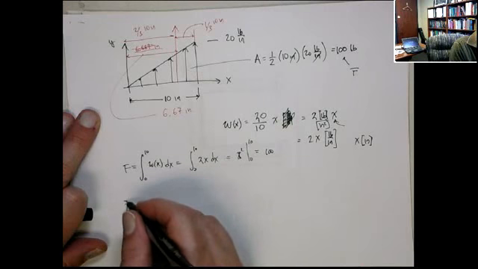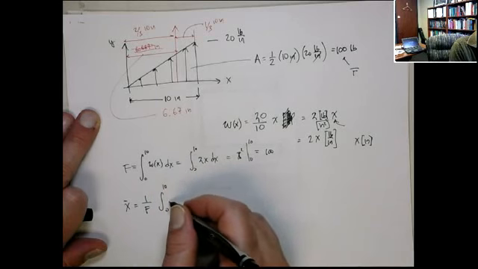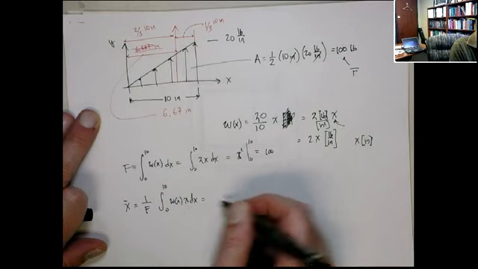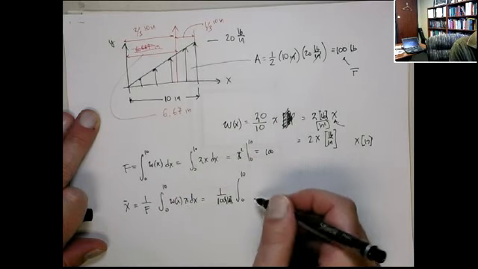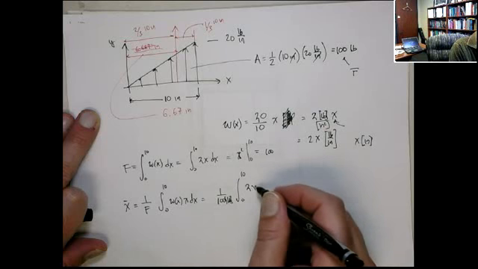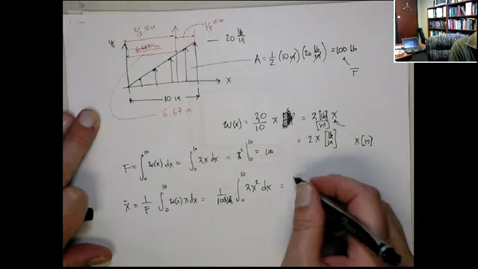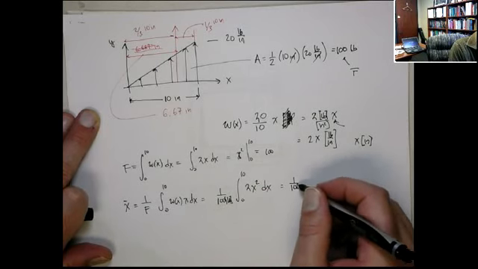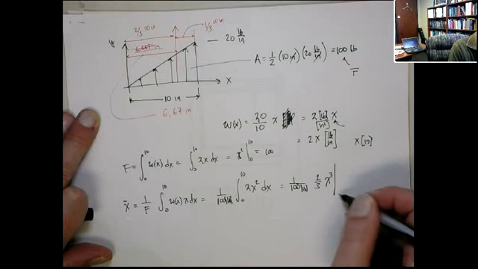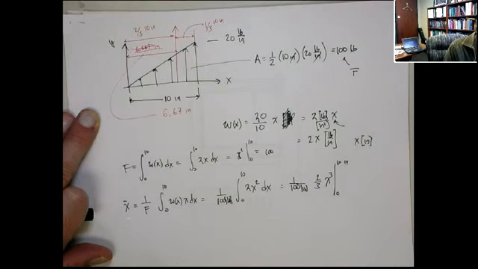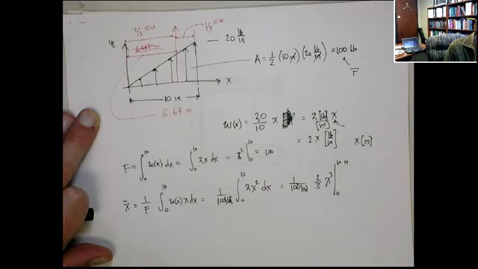And you also get the location. That's going to be 1 over the 100 pounds, times the integral from 0 to 10 of x times 2x dx. 2x squared integrates to 2/3 x cubed, from 0 to 10, divided by 100 pounds, and then it's 6.67.